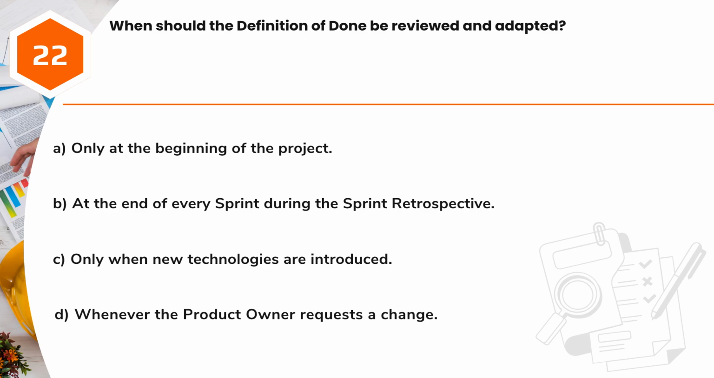Question 22. When should the definition of done be reviewed and adapted? A. Only at the beginning of the project. B. At the end of every sprint during the sprint retrospective. C. Only when new technologies are introduced. D. Whenever the product owner requests a change.